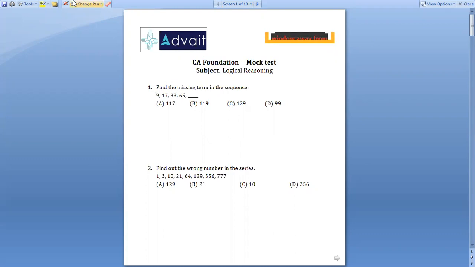So problem number 1, a sequence is given: 9, 17, 33, 65, and there is a missing term. So you're supposed to find the missing term in this sequence.